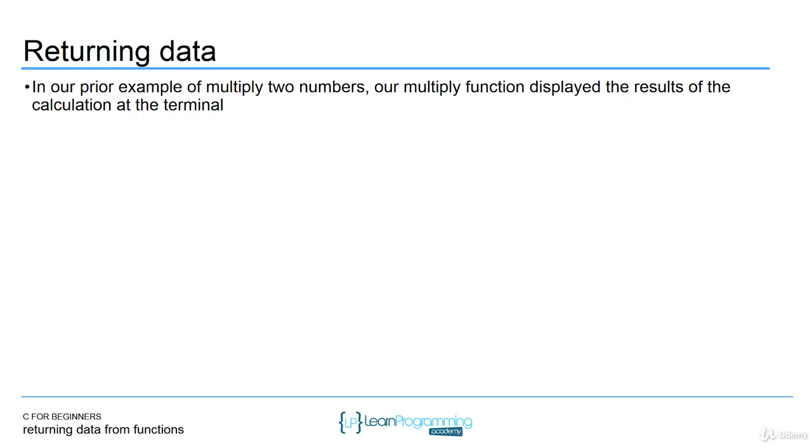In our prior example, when we multiplied two numbers, a multiply function displayed the results of the calculation at the terminal. Remember we had that printf statement in there? Also we had an example where we had a simple function earlier, and we just printed out data inside the function. Well, wouldn't it be nice instead of printing it out there, because it's actually doing more than one thing, if the data was returned and it printed out the data in the main function?